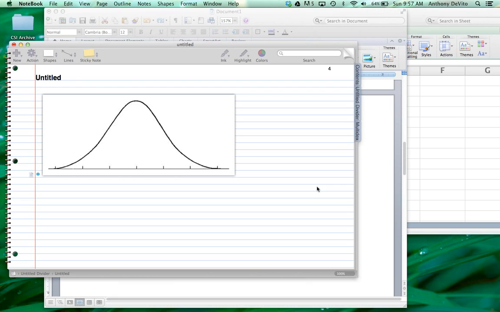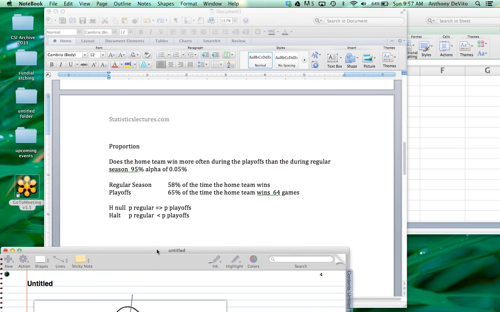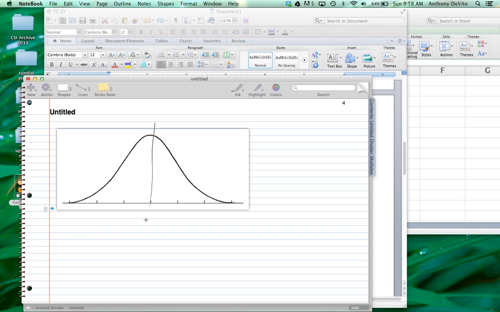Okay, let's see what our distribution is going to look like here. During the regular season, the home teams won 58% of the games, right?